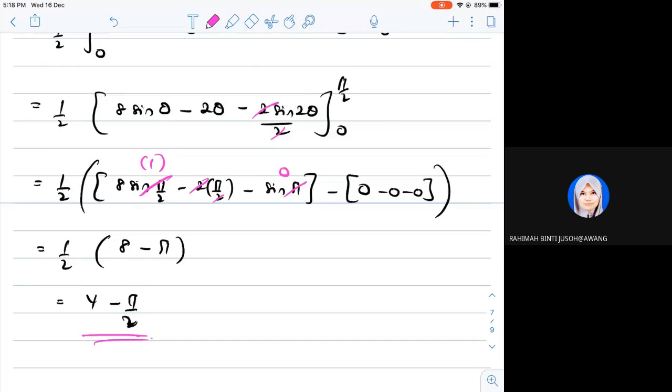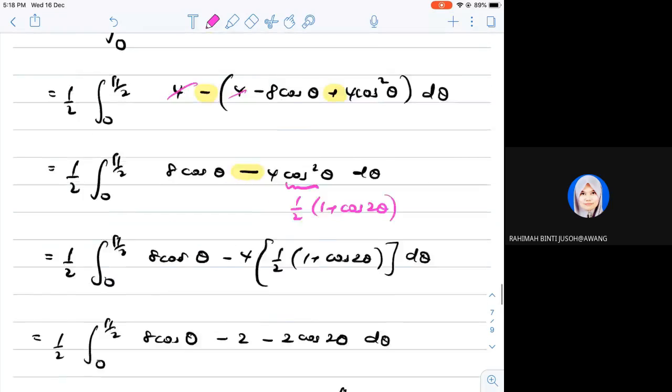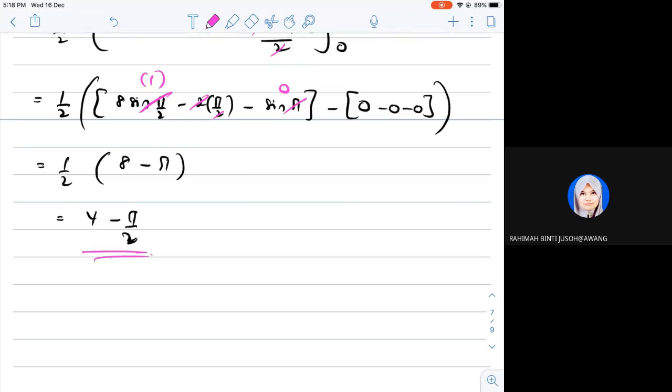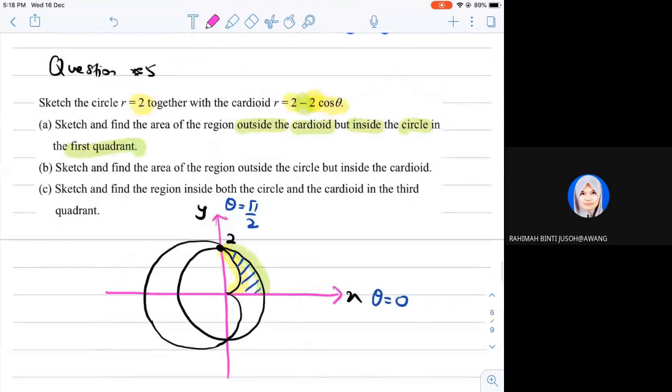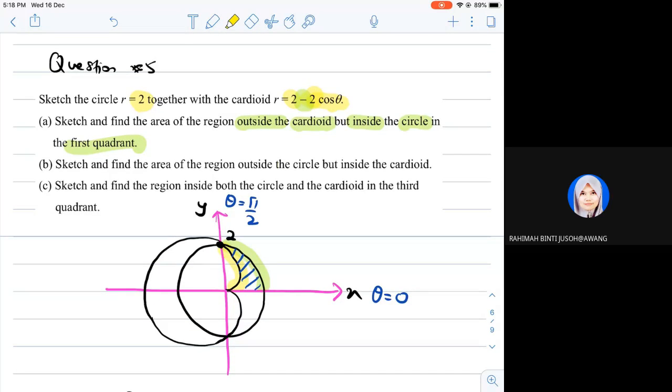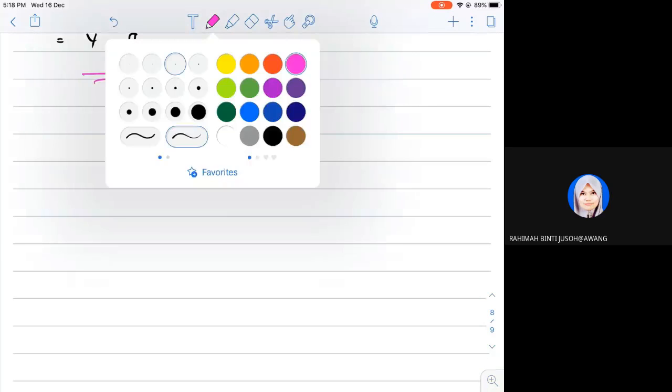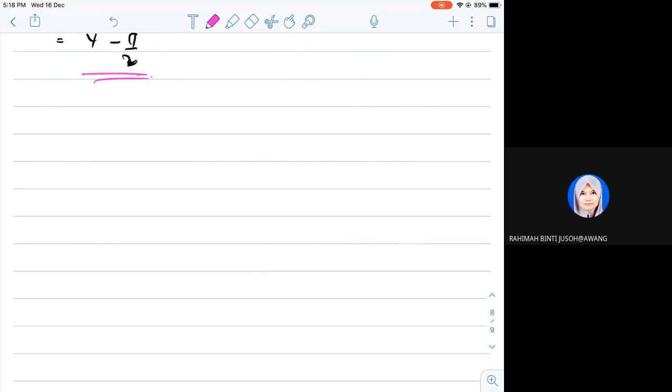Alright, so next question. Can you understand this, guys? Alright, so next question, question B. Sketch and find the area of the region outside the circle but inside the cardioid. Outside circle, inside cardioid. Let's draw it together.